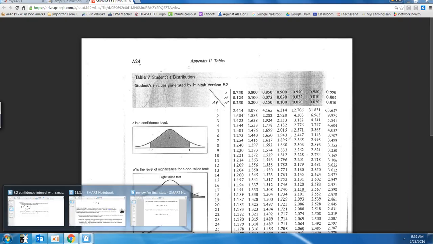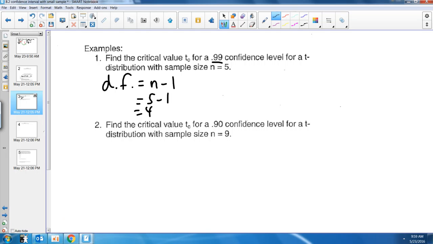4.604. That's all it's asking for. Please go ahead and try to find it for the next one.